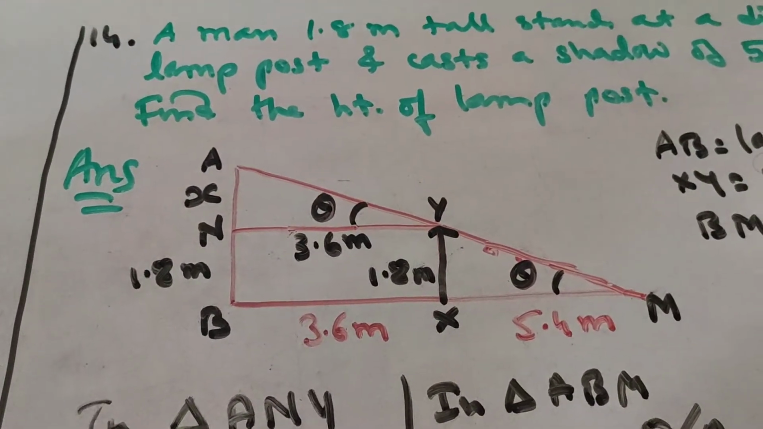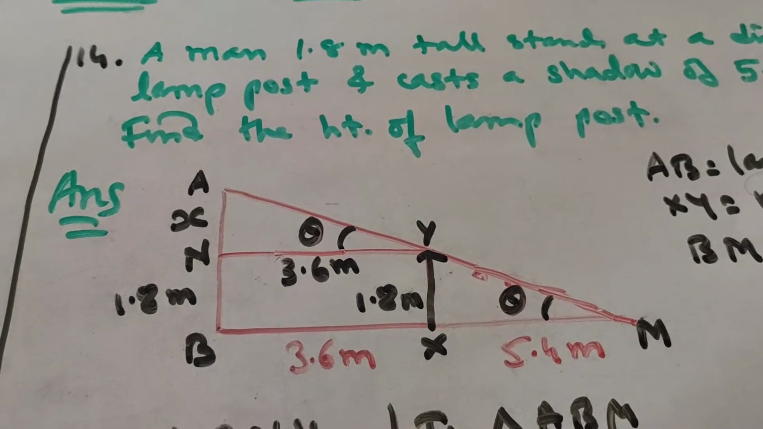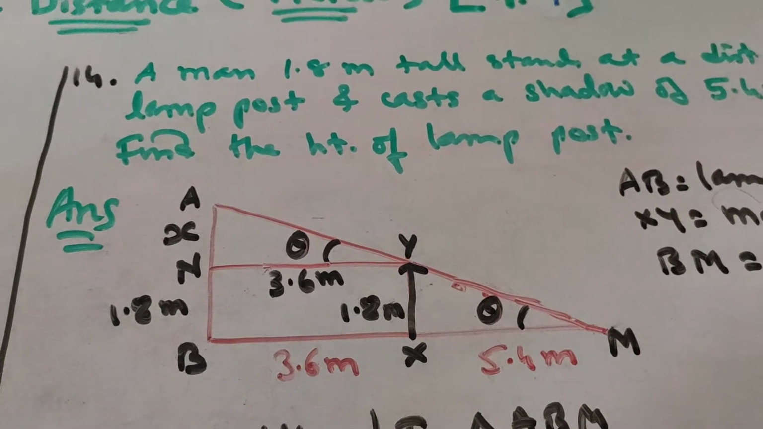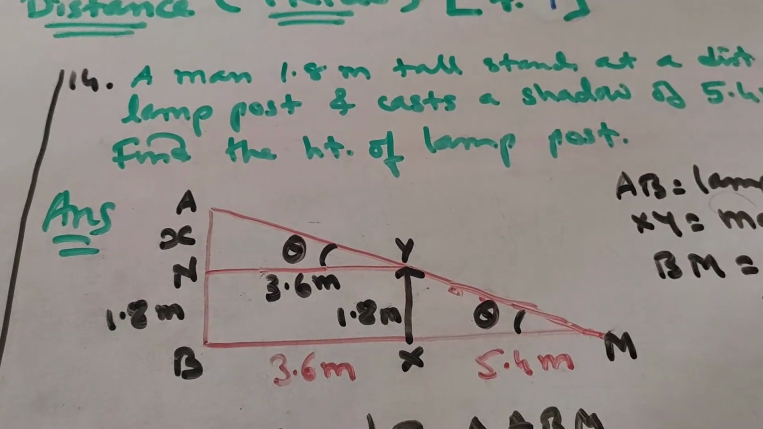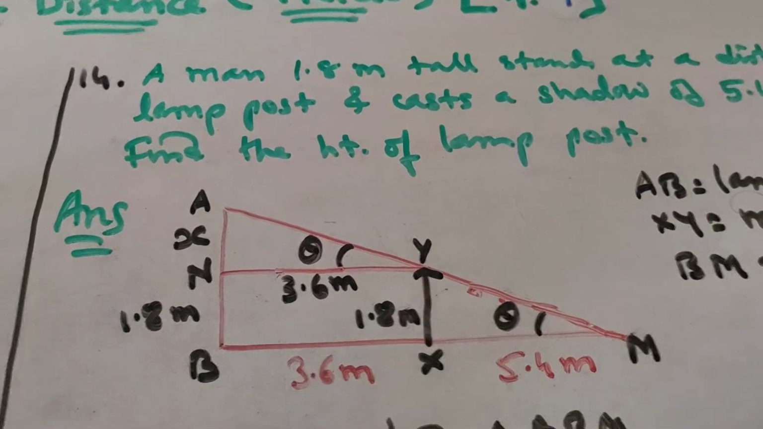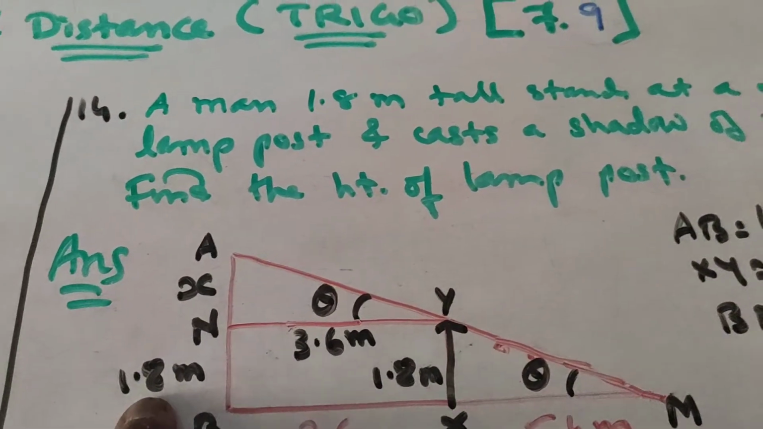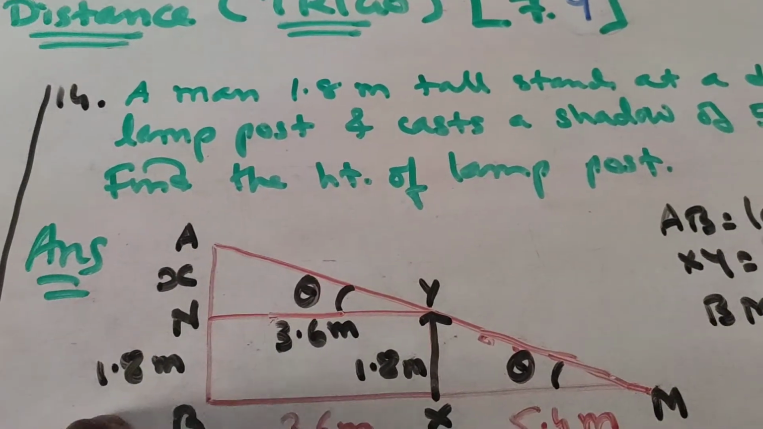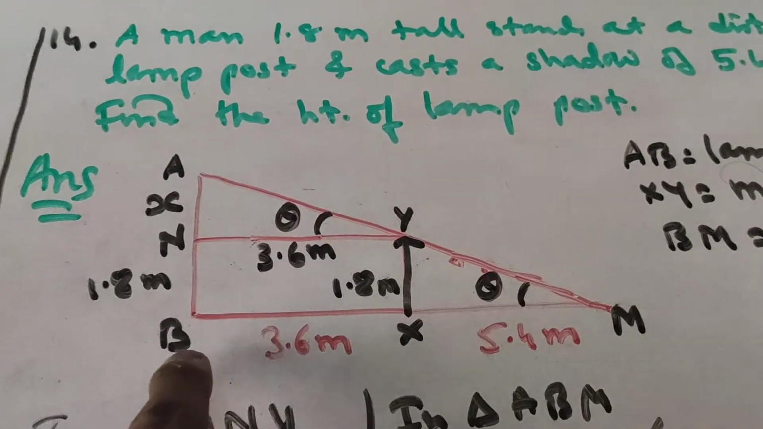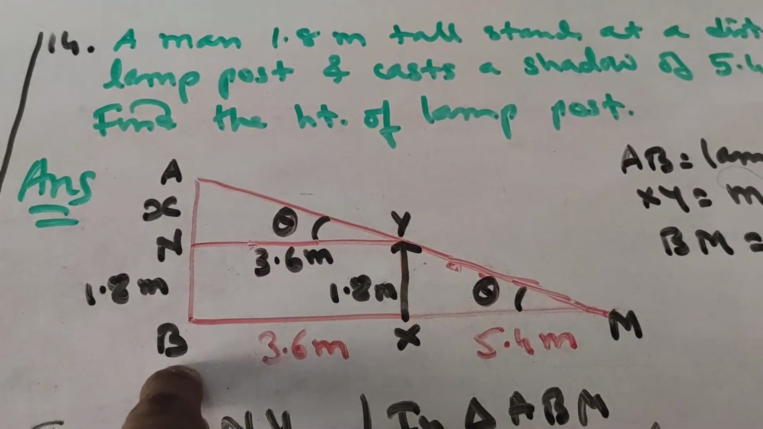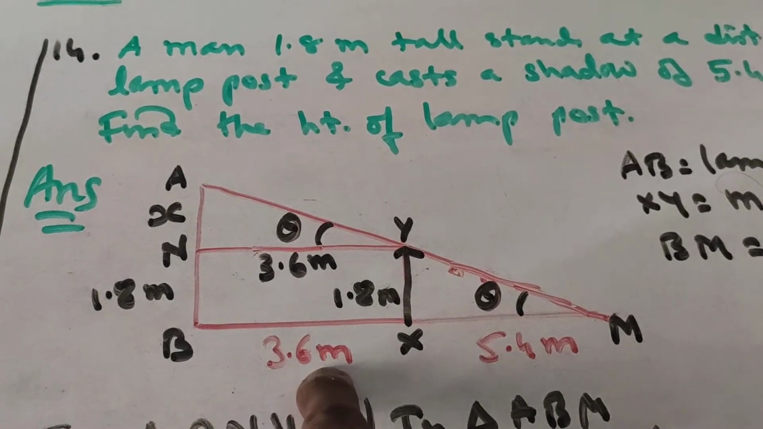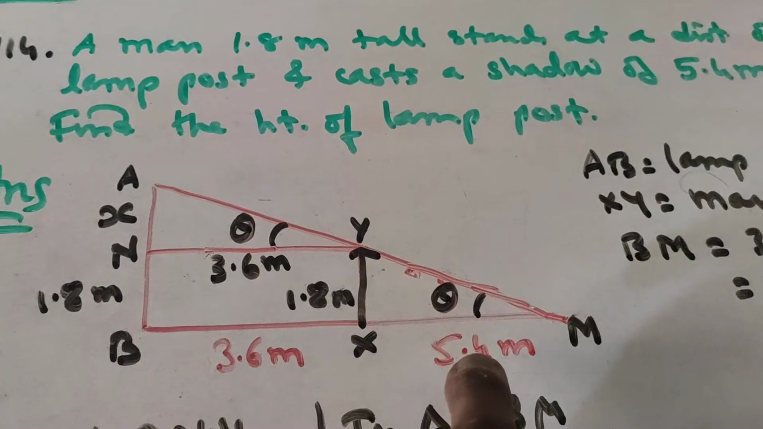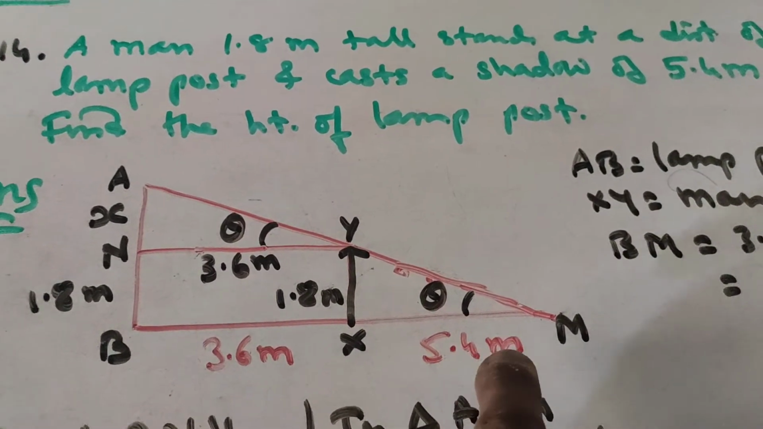So AB is the lamppost and XY is the man. The height of the man is 1.8. If we draw a parallel line from Y to AB at point N, then NB will become 1.8, because this is also 1.8, this is also 1.8, and this is X. So the total height of the pole is X plus 1.8. The distance from where he is standing away from the lamppost is 3.6 meters, and he is casting a shadow of the light, of its own, of 5.4 meters.